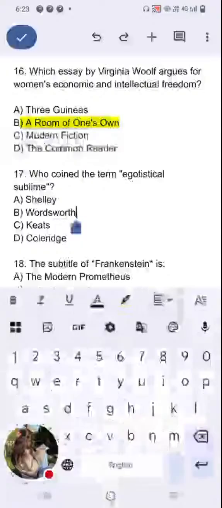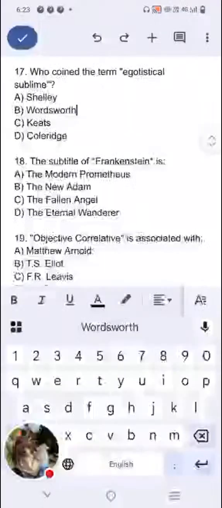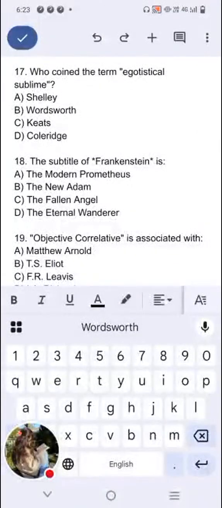Moving on, 17th question. Who coined the term egotistical sublime? Option A, P.B. Shelley. Option B, William Wordsworth. Option C, John Keats. Option D, S.T. Coleridge. Who coined the term egotistical sublime? This comes under literary criticism.